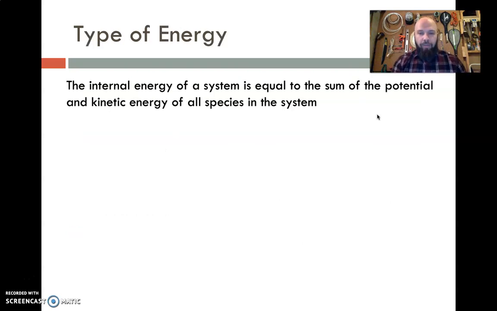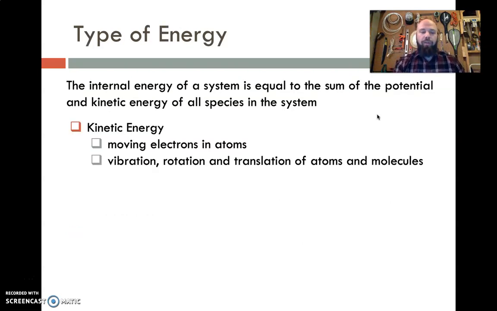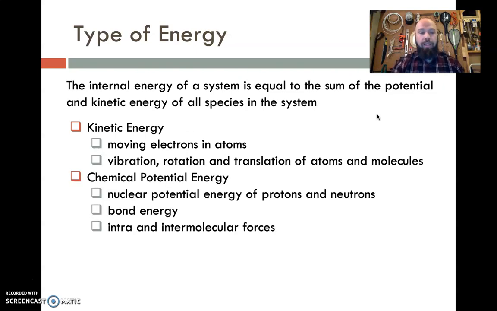The type of energy will also matter when you're doing the transfer, because you could transfer some of that kinetic energy into chemical potential energy. So let's define kinetic energy as moving electrons or vibrational, rotational, and translational movement of atoms or molecules. Whereas chemical potential energy is the actual energy of the bond or the intra- or intermolecular forces.